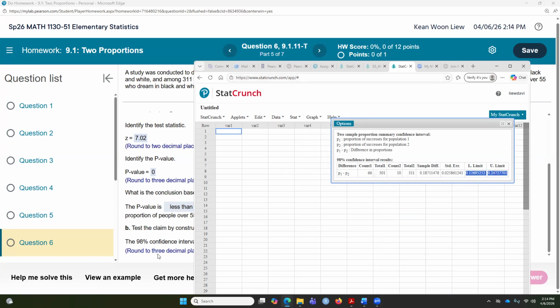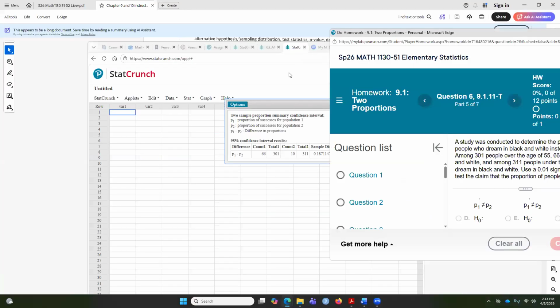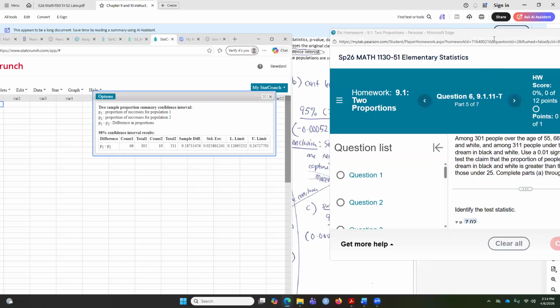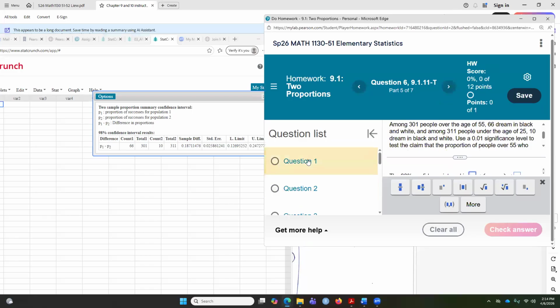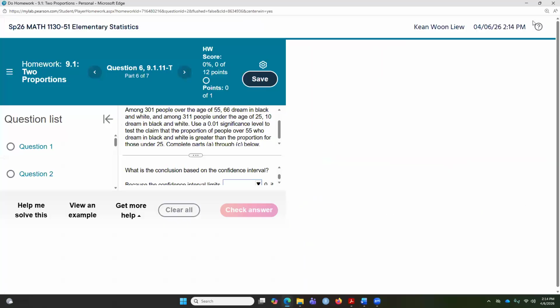And the question says you need 3 decimal places. So the 3 decimal places in this case will be, let me move things around here so I can put the answer in here. That will be 0.127 for the lower limit. And the upper limit in this case is 0.247. So make sure you know that this is how we do these questions. We do not use any formulas.